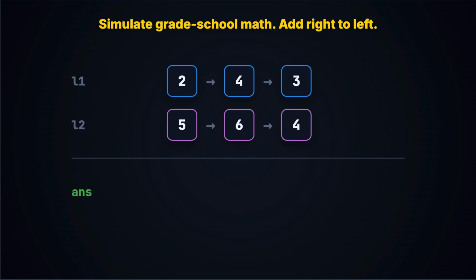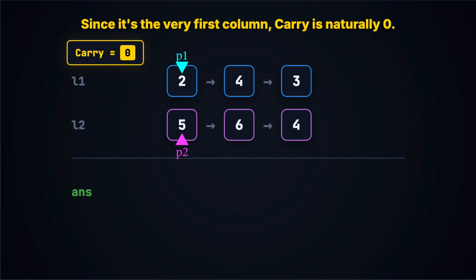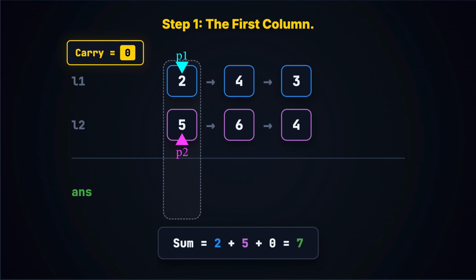Now let's see this in action. Since it's the first column, carry is 0. We add the first digits 2 and 5, summing up to 7. So we'd have to create the node 7 in the answer list. But initializing that very first head node usually requires a messy if statement.